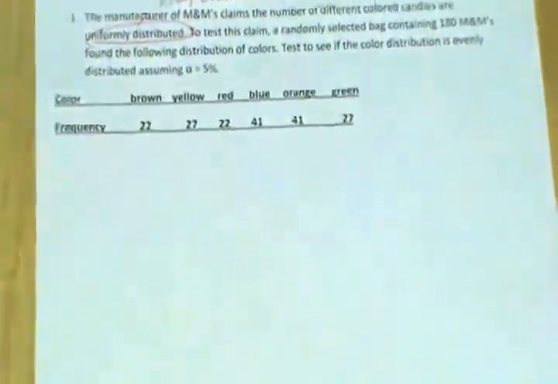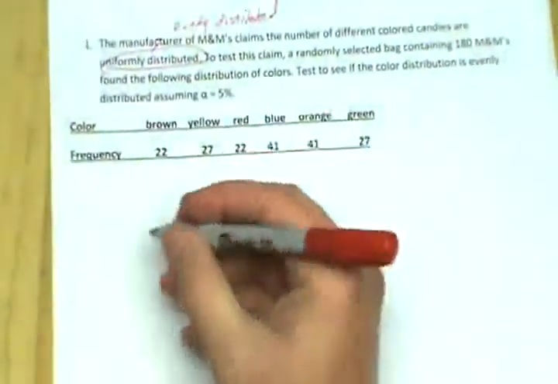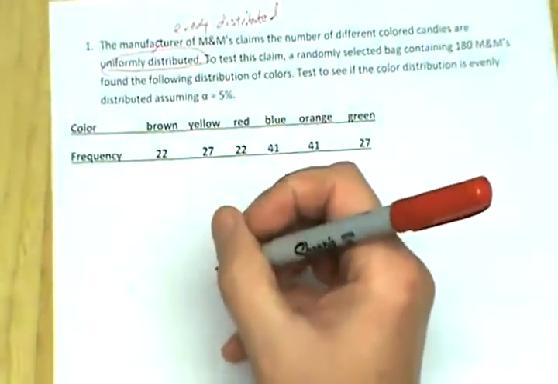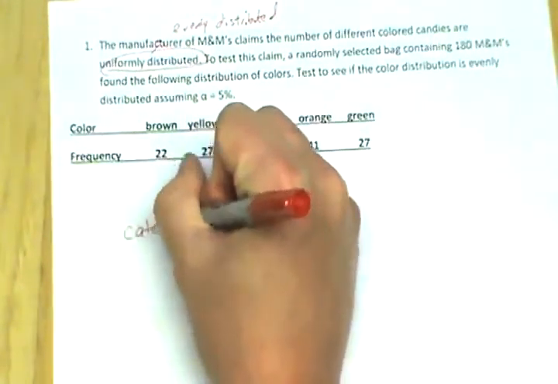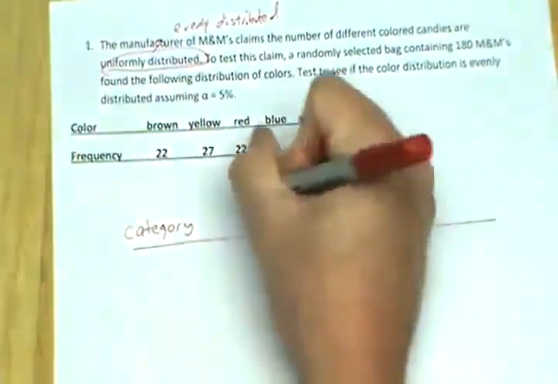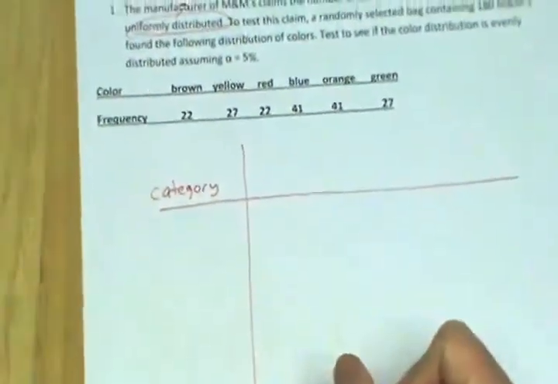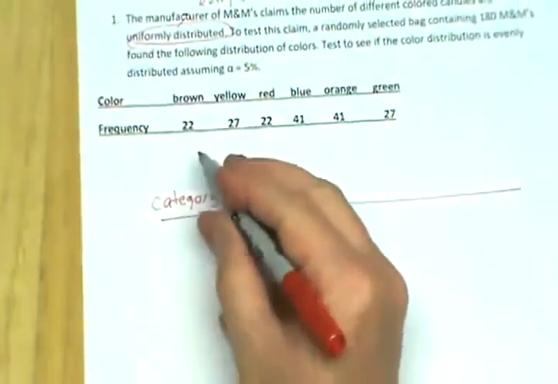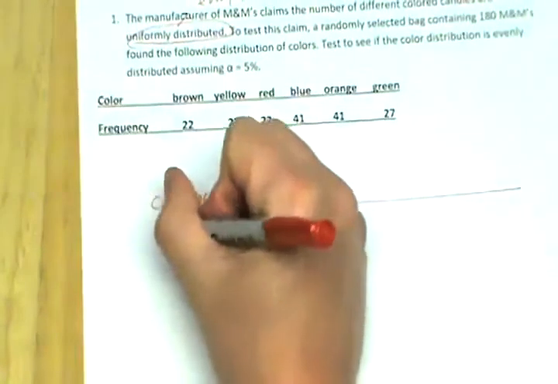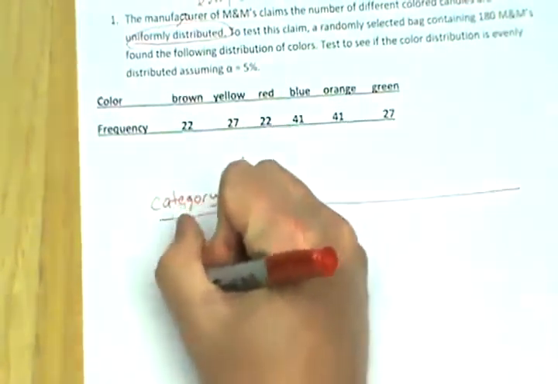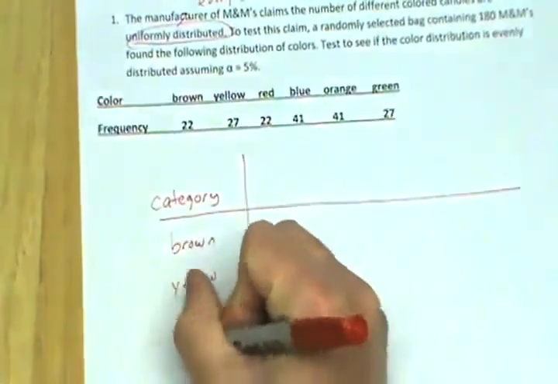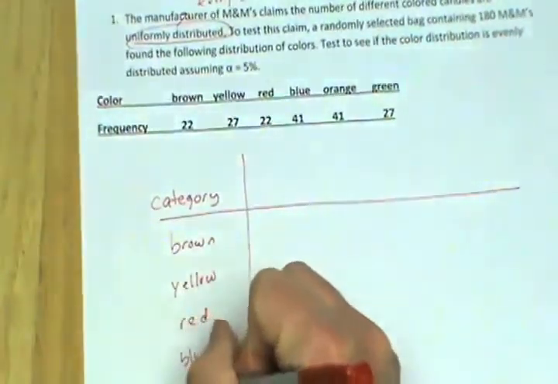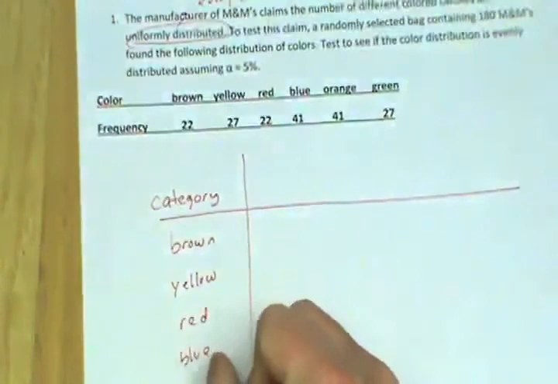All right, so here's what happens with goodness of fit testing. You always have 4 columns. The first column is called the category column, and that's going to be whatever they present to you. In this case, it's going to be the colors. So we're going to write down brown, yellow, red, blue, orange, and green.